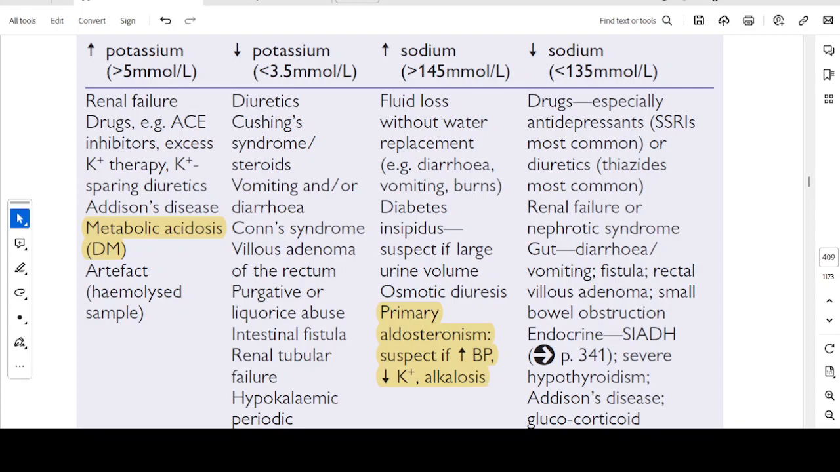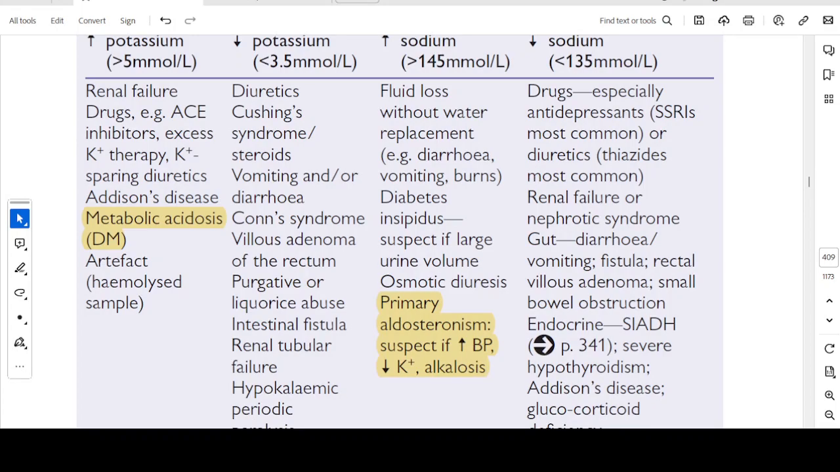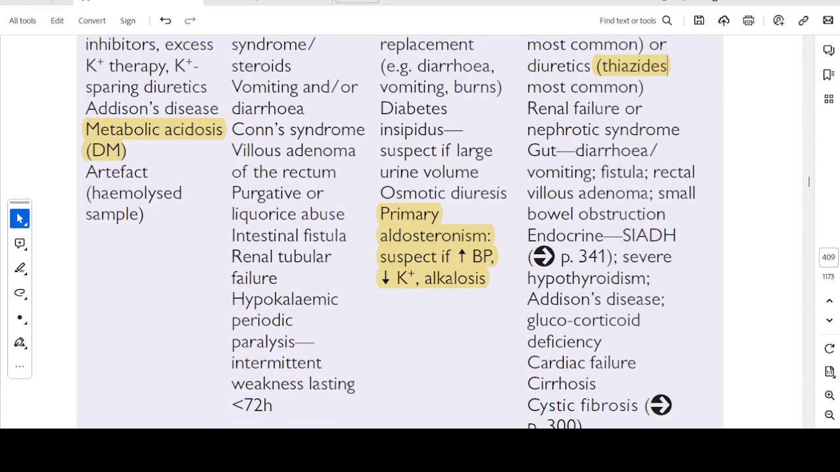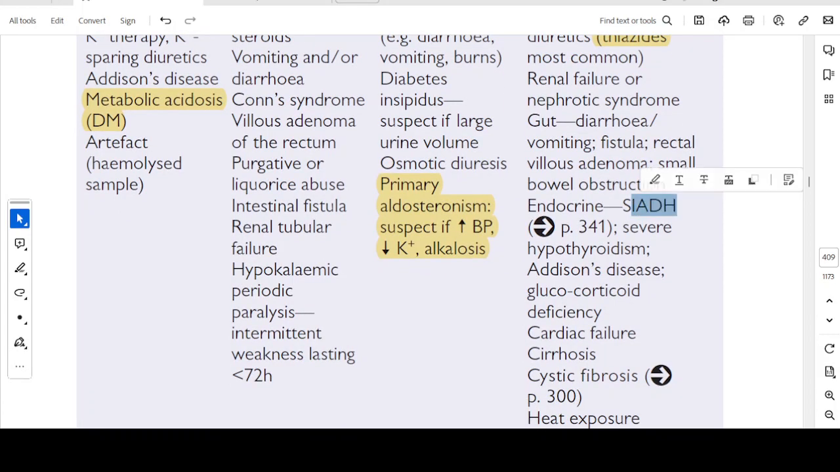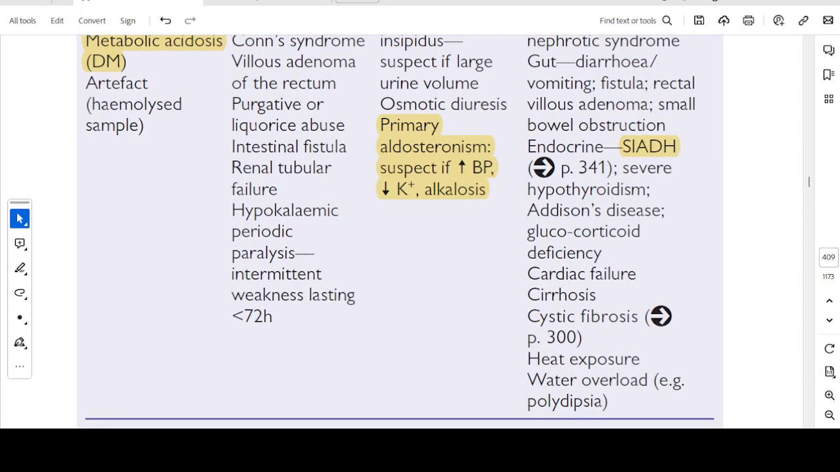Sodium less than 135 millimoles per liter. Drugs, especially antidepressants, SSRIs most commonly, or diuretics. Drugs like SSRIs or thiazide diuretics cause hyponatremia, and also renal failure or nephrotic syndrome. Gut: diarrhea or vomiting, fistula, rectal villous adenoma, small bowel obstruction. Endocrine causes like SIADH, syndrome of inappropriate ADH secretion, severe hypothyroidism, Addison's disease, glucocorticoid deficiency, cardiac failure, cirrhosis, cystic fibrosis, heat exposure, water overload, for example polydipsia.